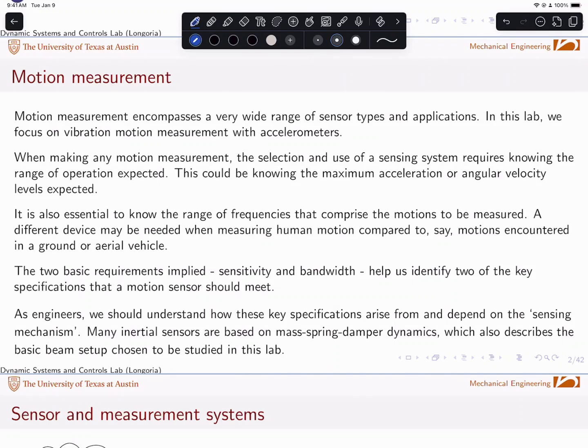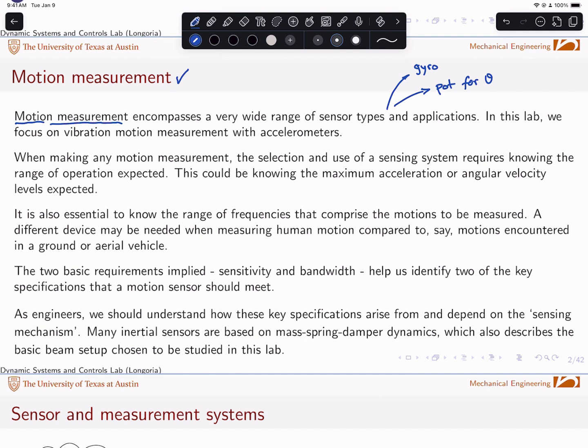In this next lab, we're going to be studying another form of motion measurement. As we know, motion measurement can be accomplished in a lot of different ways using a lot of different types of sensors. We've actually already looked at a couple. In the first lab, we used the little gyro on our phones. And in another lab, we used a real simple potentiometer for angular measurement.